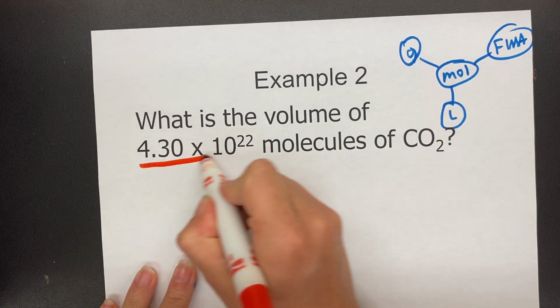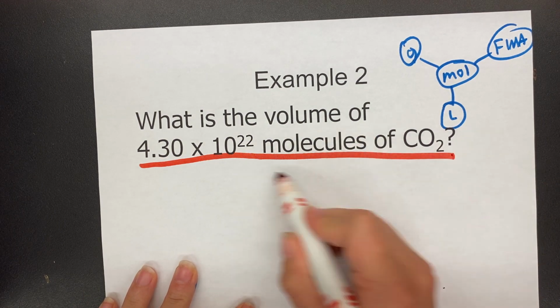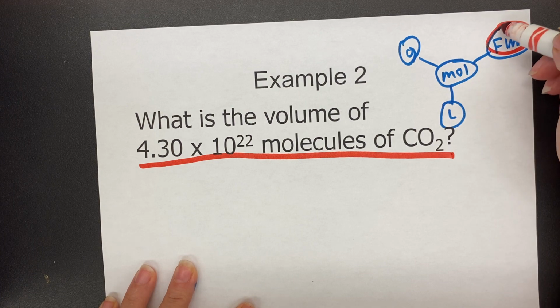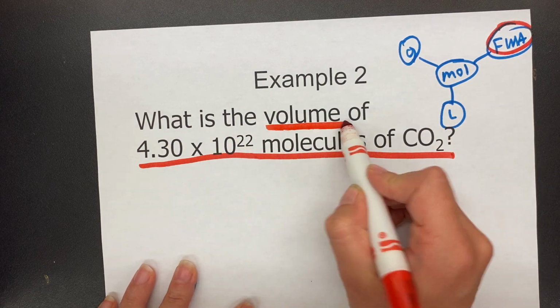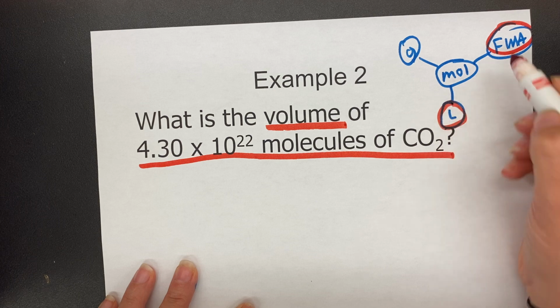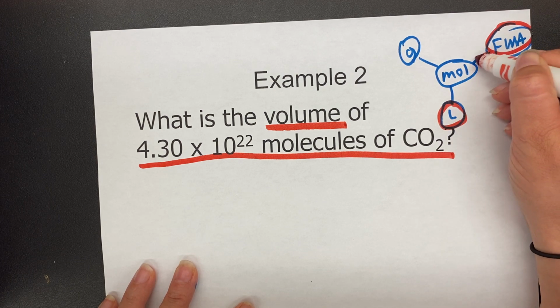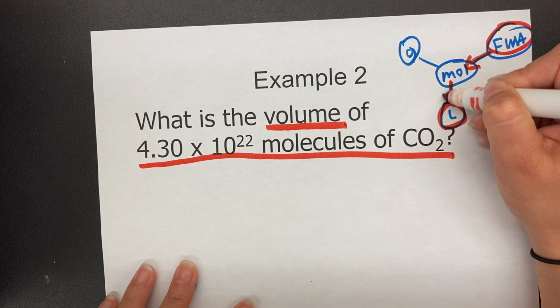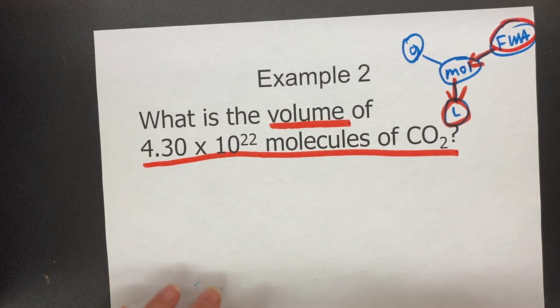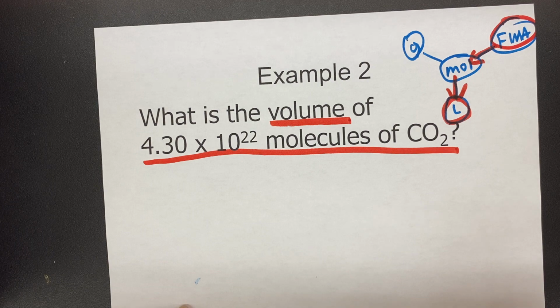So we are starting with our given here, molecules of CO2. Molecules is a part of particles, so we are starting here. What is the volume? So we're going to liters. Remember, liters and volumes are the same thing, or liters is a unit of volume. So we're going to go from particles to moles, moles to liters. And your conversion table should look exactly like your map.